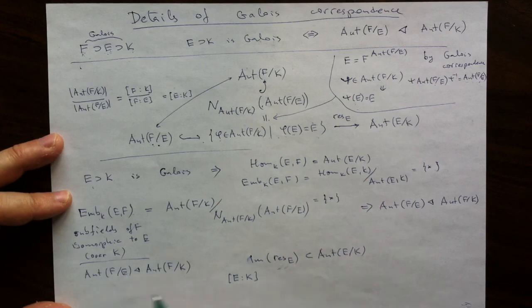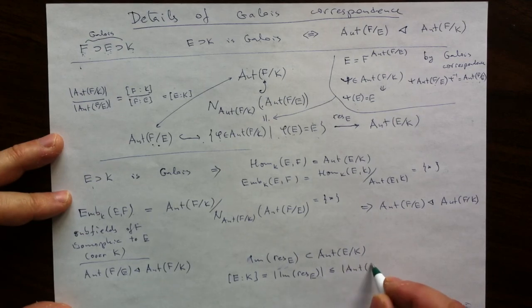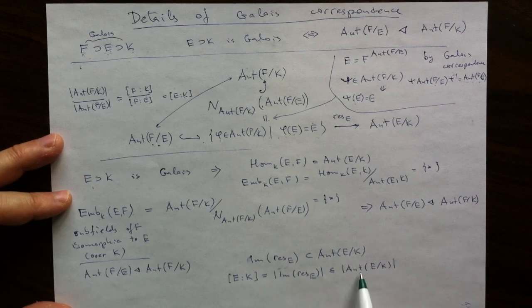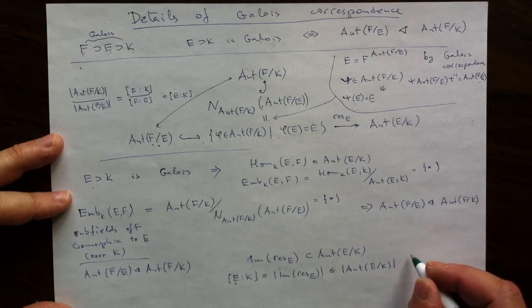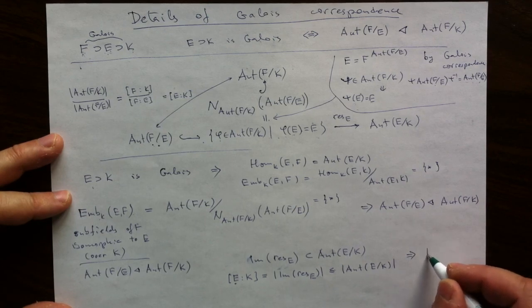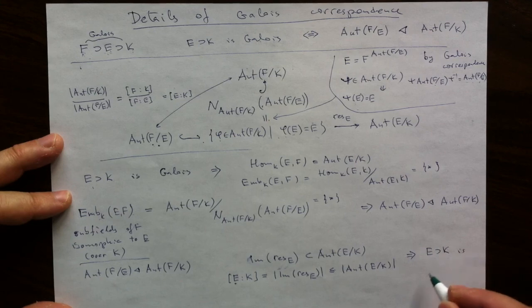So in the assumption of normality, that is equal to the order of the image. And since it is a subgroup, it's bounding from below the order of the symmetry group of F. But we know that the symmetry group of F cannot possibly be larger in size than this. So the only option is that they coincide. That is the Galois condition. E over K is Galois. And now we are done.